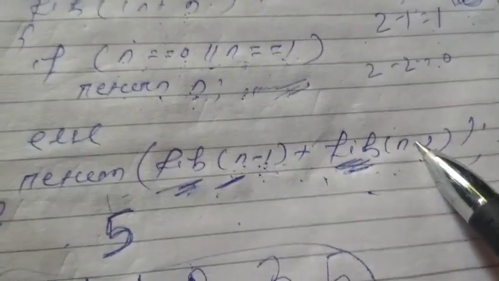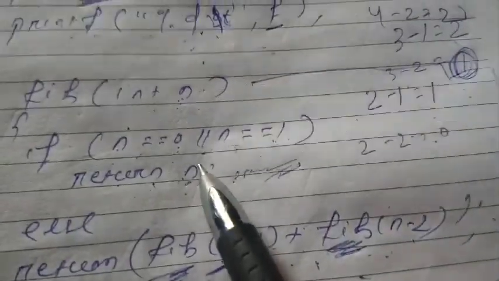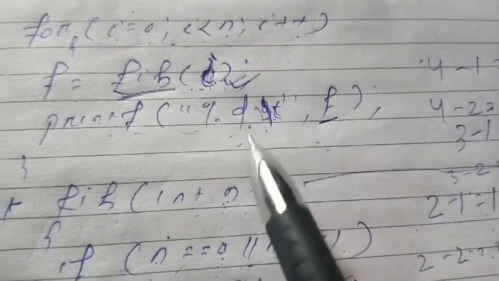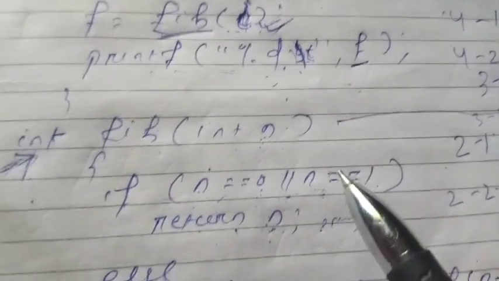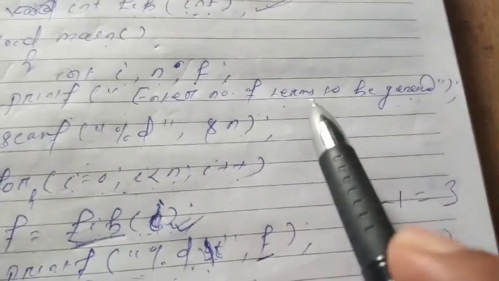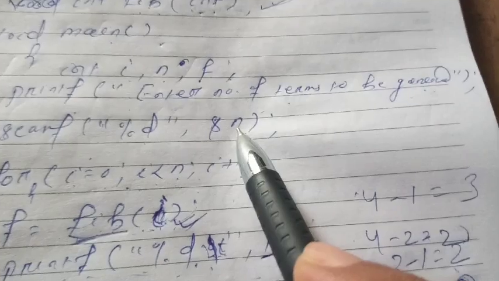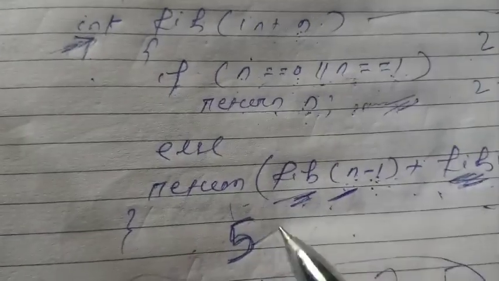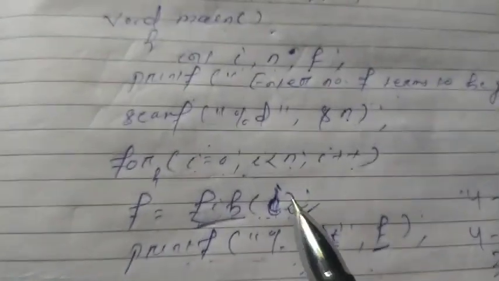After getting the exit condition, it will print the series gradually. See how it works here. Suppose we have been asked to enter the number of terms to be generated, and we enter 5, so the number of terms to be generated is up to 5. So you have taken the input as 5.